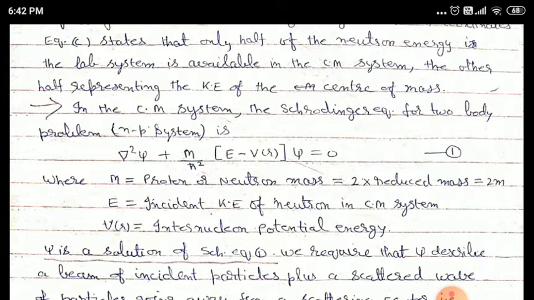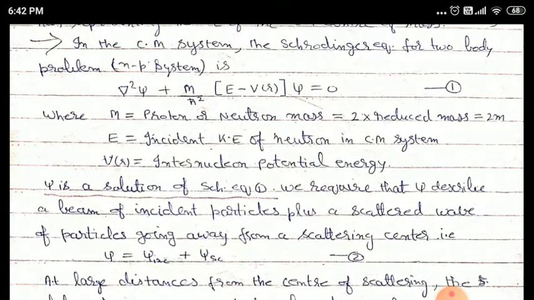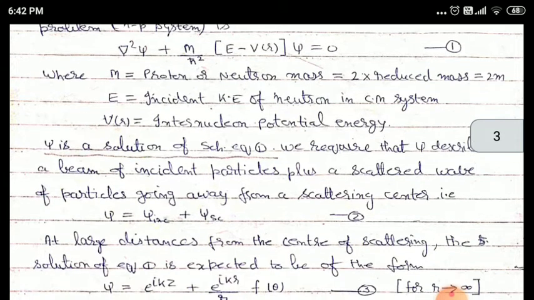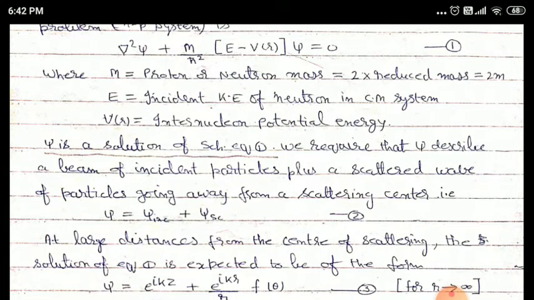Here E is the incident kinetic energy of neutron in center of mass system, and V, which is basically a function of r, where r means the distance between the neutron and the proton, will be equal to internucleon potential energy. Psi is a solution of Schrodinger equation 1. We know that psi describes a beam of incident particles plus a scattered wave of particles going away from the scattering center. Scattering center means a proton in this case.